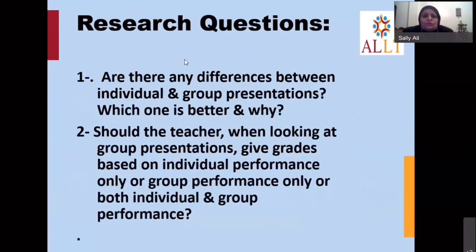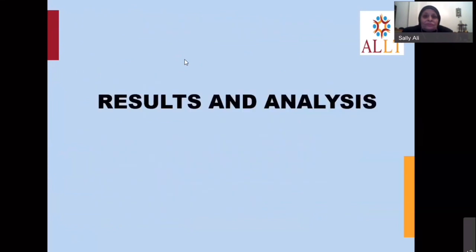Here are the research questions. Are there any differences between individual and group presentations? Which one's better? We don't know. Should the teacher, when looking at group presentations, give grades based on individual performance only, or on group, or both? Let's take a look at the results.